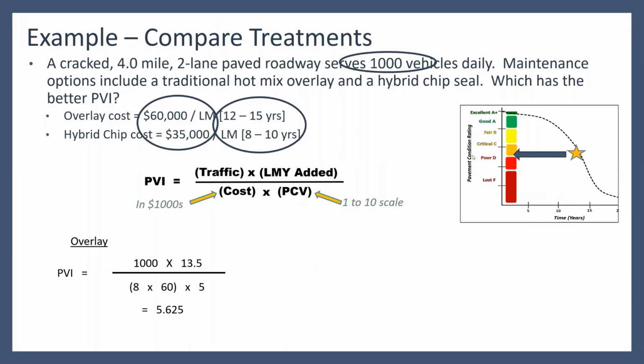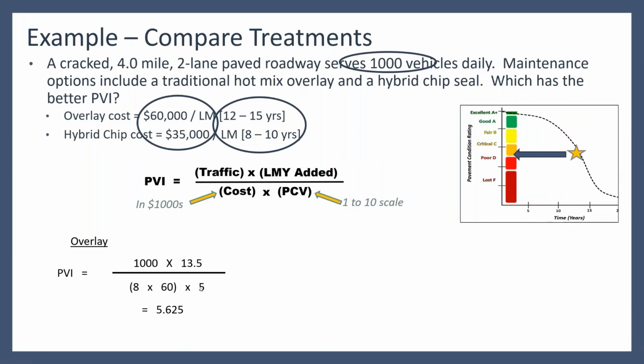So let's calculate for the overlay. Take our 1,000 times 13 and a half. How did I get 13 and a half? Well, for the overlay, we said it would last 12 to 15 years on average. I just took the middle of that. And then the cost, I took 8 times 60. The 8 comes from 4 miles, but there are 2 lanes in those 4 miles. So 2 times 4 is 8. And then 60 is the cost, times the pavement condition value there on the bottom part of the equation being a 5, comes out to a 5.625 PVI.